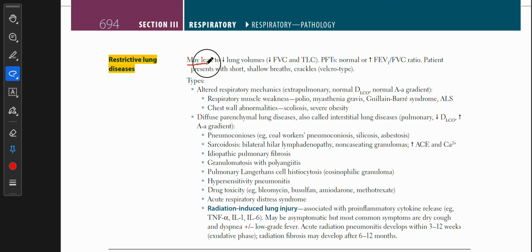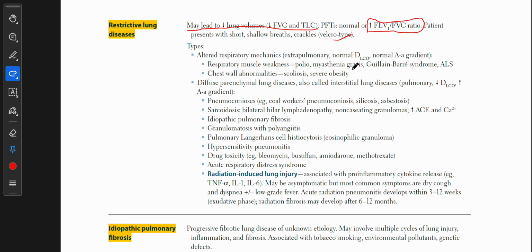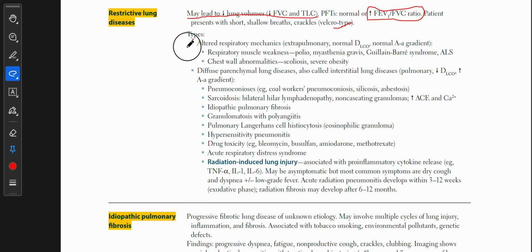Restrictive lung disease may lead to decreased lung volumes, that is decreased FVC and TLC, and PFTs may show a normal or increased FEV1/FVC ratio. The patient presents with short shallow breaths and crackles, that is Velcro type crackles. There are types of restrictive lung disease: altered respiratory mechanics and also diffuse parenchymal lung diseases.